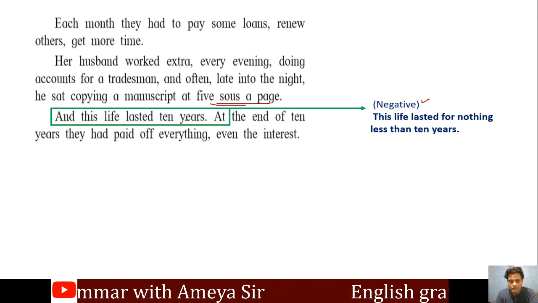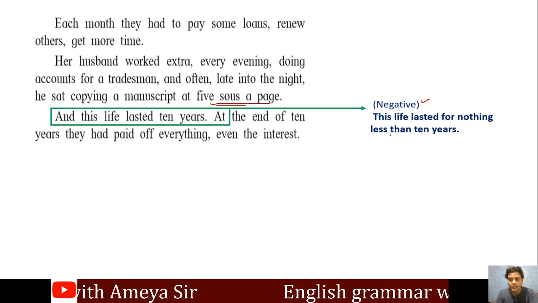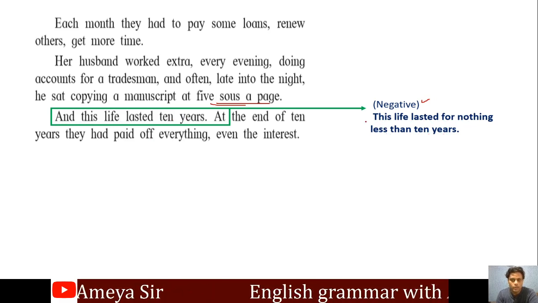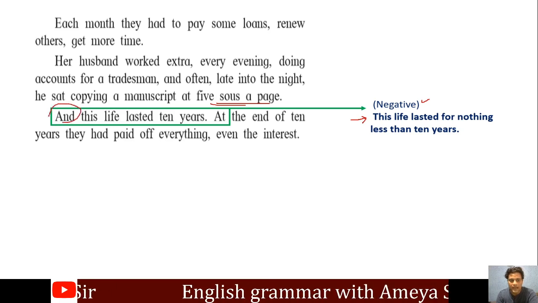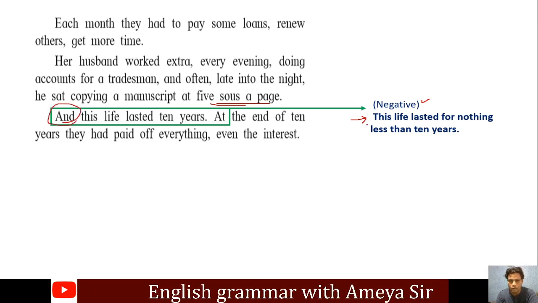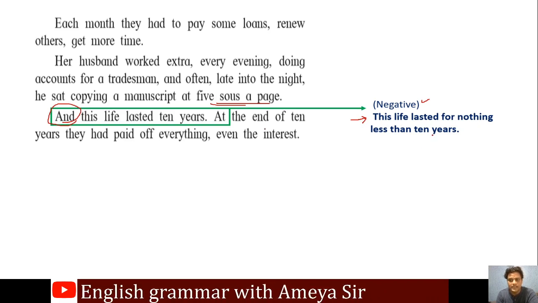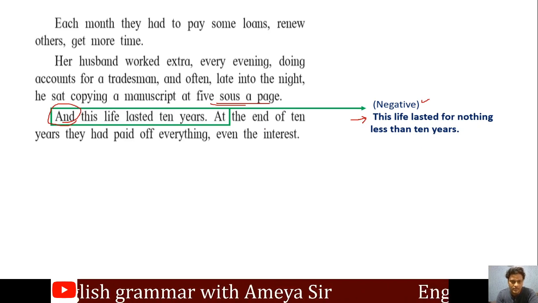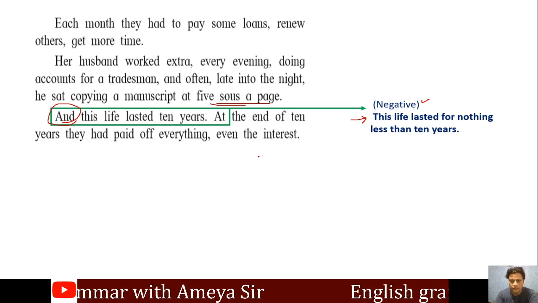And this life lasted 10 years. This life lasted for nothing less than 10 years. You can add the word and over here at the start, because you have this word and in the question. I have not done that, but you can do that. This life lasted for nothing less than 10 years. That means it's at least 10 years. That is one way of making it negative.